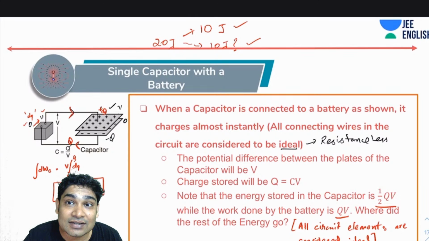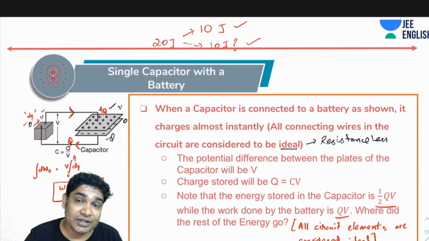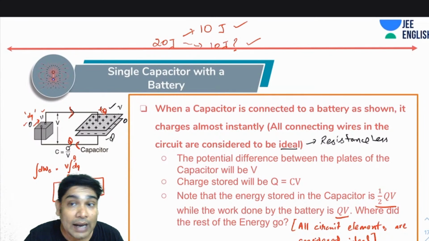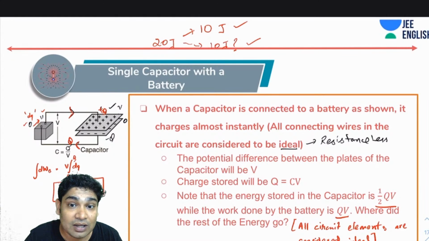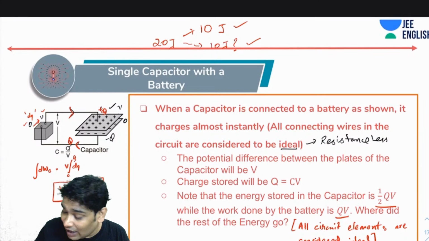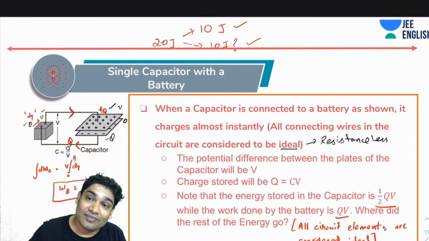Where does such a huge portion of my energy go? And please remember that all circuit elements are ideal. So there is no resistance in any of the connecting wires. There is no resistance inside the battery. The battery is doing its work also perfectly with 100% efficiency. You can't say that the battery, while doing work, only loses its energy. No, it has been considered to be ideal, and this is a theoretical case.